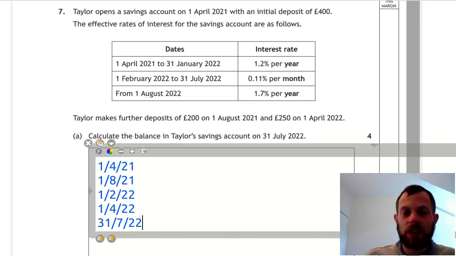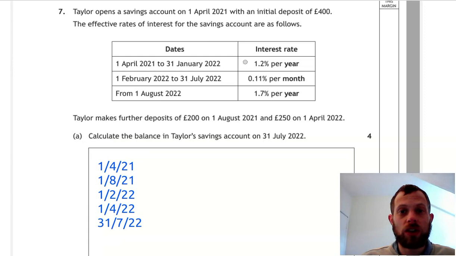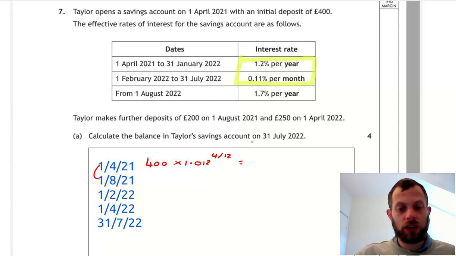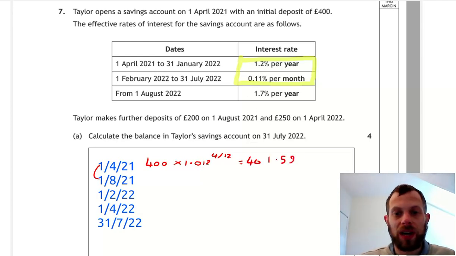2022. We can see from this table here that the interest rates we're going to use are these, the 1.2% a year and the 0.11% a month. So we can go and fill in these interest rate calculations, compound interest. So we start with the £400. We multiply by 1.012, that's for 1.2% increase. From month 4 to month 8 is 4 months, so that's to the power of 4/12, because we're using an annual interest rate. So that's going to give us £401.59. Then we have this payment of £200.